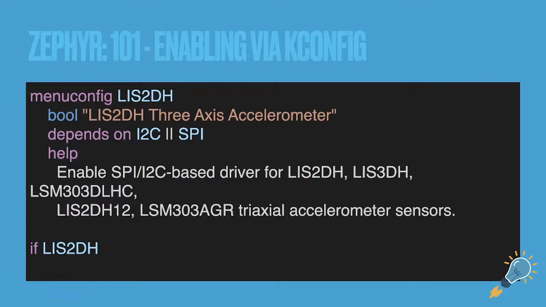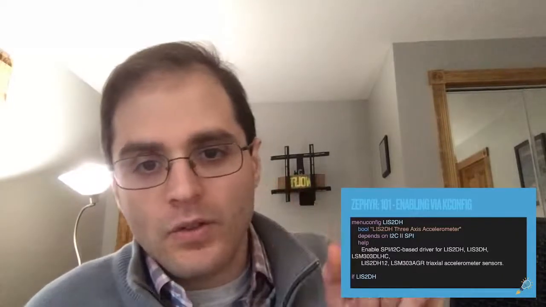So let's jump over to the exact Kconfig. Here you can see the LIS2DH, that's the main menu config option. That's the one that's actually going to turn everything on. You define config underscore LIS2DH, which is going to be put into your project prj.conf. That's going to tell the compiler, hey, I want you to compile all the LIS2DH files. All those files are defined in the driver's CMake list file, so there's nothing you really have to worry about.